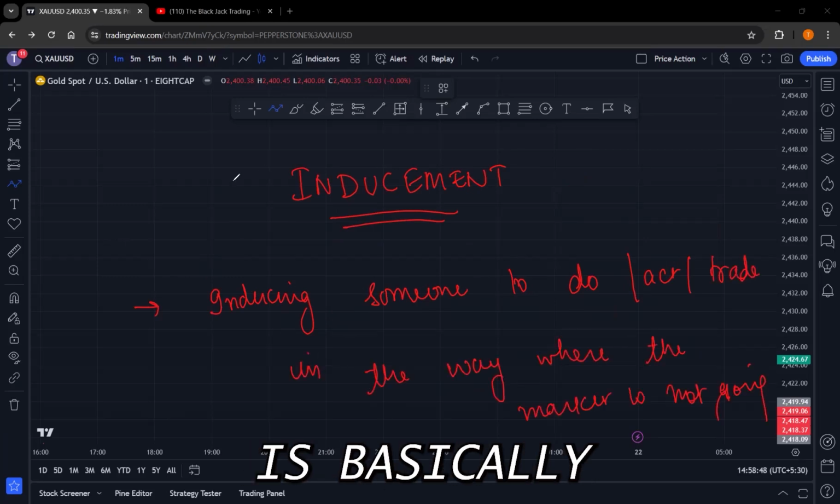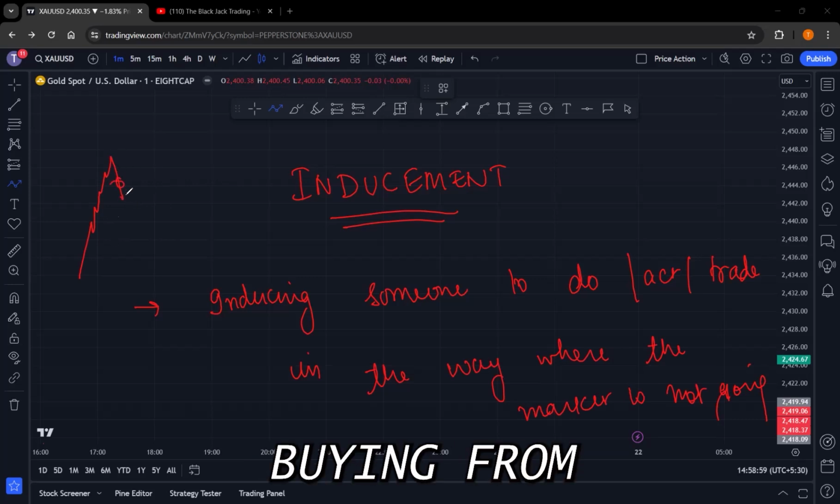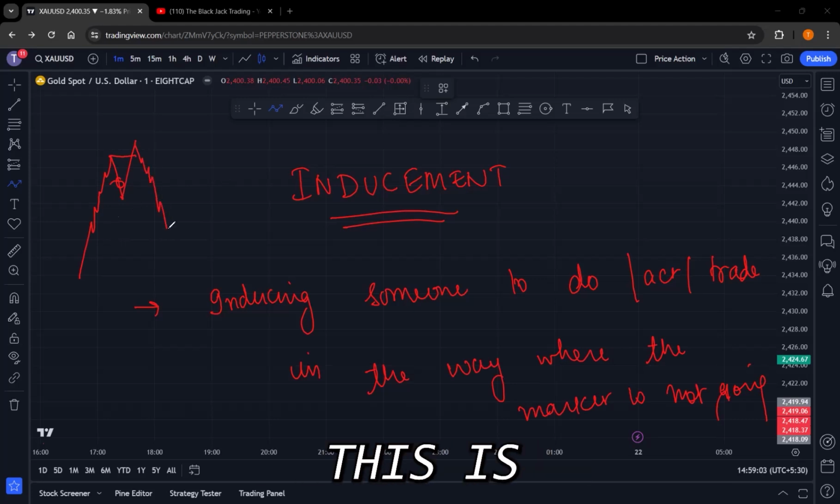So inducement is basically when the price gives you a false breakout, or sometimes hunts your stop loss, because of which you think that you should be selling from this point, or buying from this breakout, and then finally the price creates something like this. And this is very much happening to you.